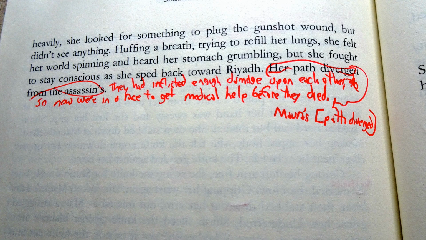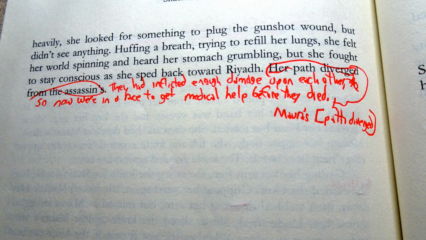For this line here, I wanted to add this line because basically these two women have this fight scene, and then they each get in cars and begin driving back to the capital. But I thought readers may be a little confused, like, are they still fighting or not? Because it says her path diverged from the assassins, so they begin going separate ways. Are they chasing each other? Why did they just get in their cars and both go separate ways? So I decided to add the line here, like they had inflicted enough damage on each other, and so now they're in a race to get medical help before they die.